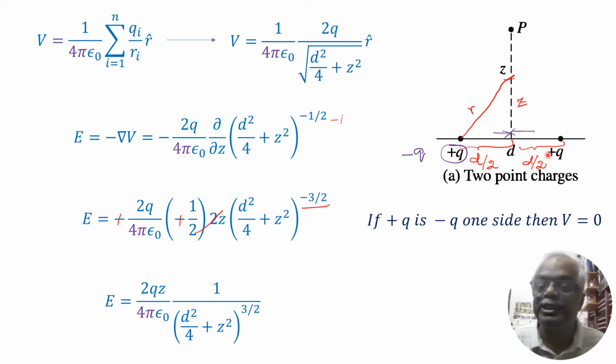Because one side is plus q and the other side is minus q, both are symmetrical, kept at equal distance.